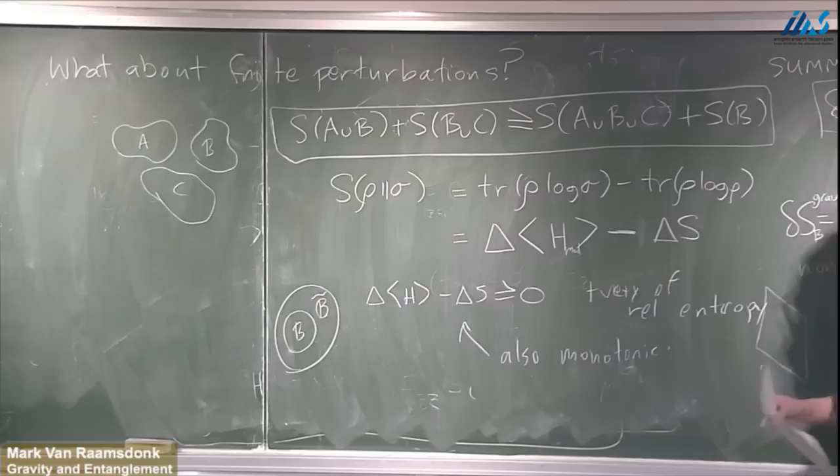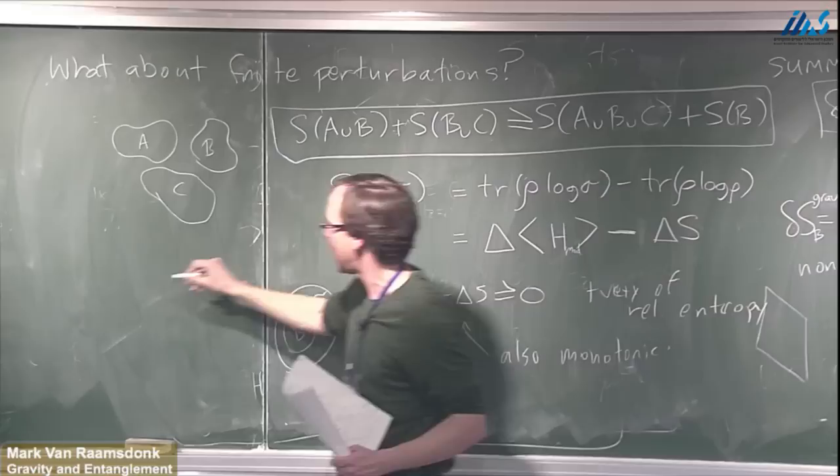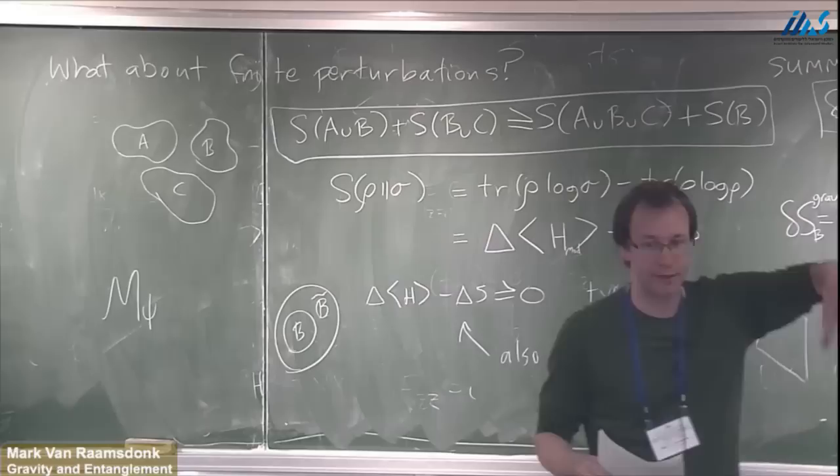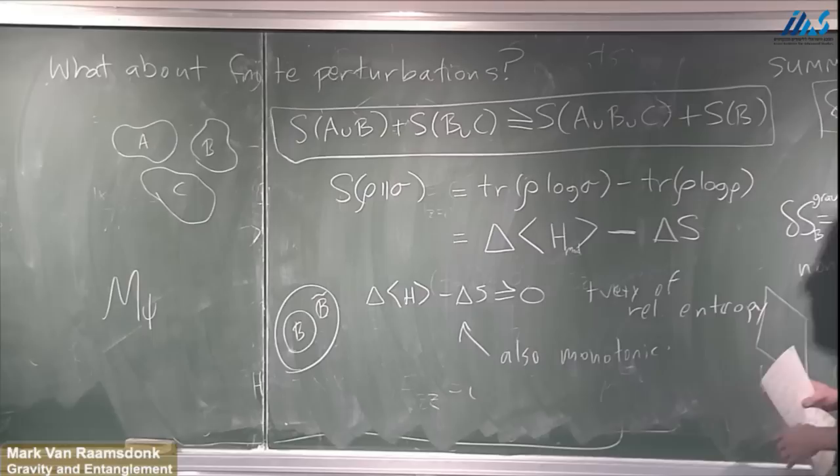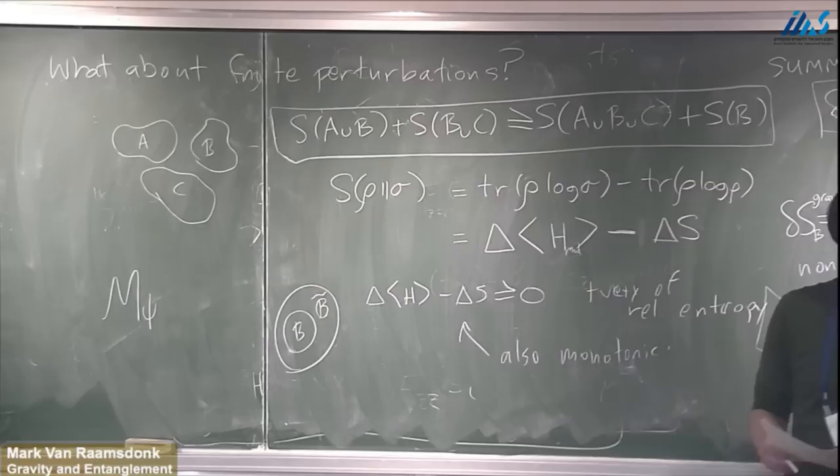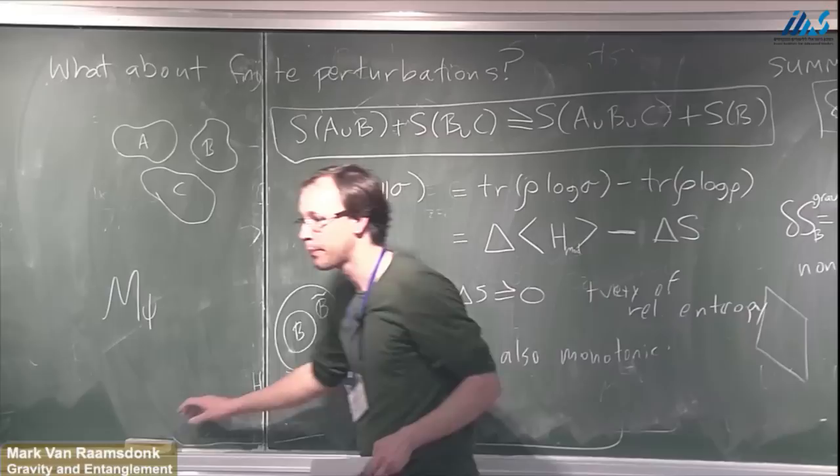But in a holographic context, you could take a candidate geometry M, which you think might be dual to some state, and then calculate all these entanglement entropies, or delta H's, and just check whether these constraints are satisfied. And if they're not, then the candidate geometry that you have can't be physical.